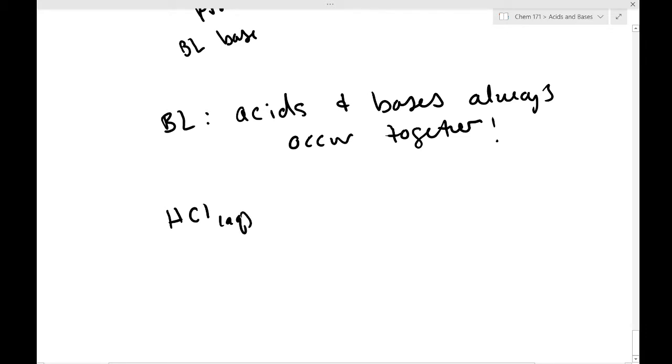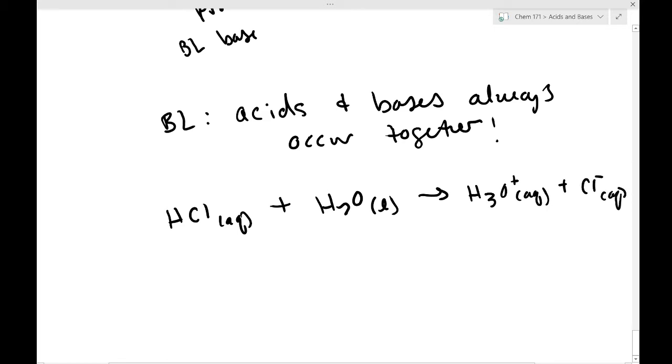The reaction between aqueous HCl and H2O forming H3O plus aqueous and Cl minus aqueous. Now, let's look at what is the acid and what is the base. In this case, here is the acid. It's the one that's donating the proton, and water is acting as the base. So the acid is the HCl, the water is the base.